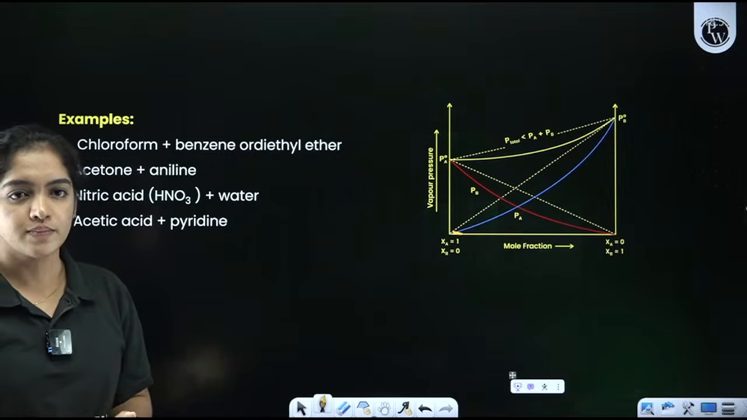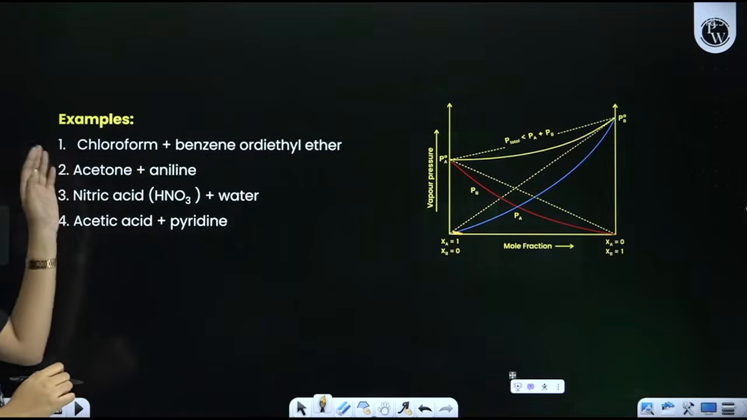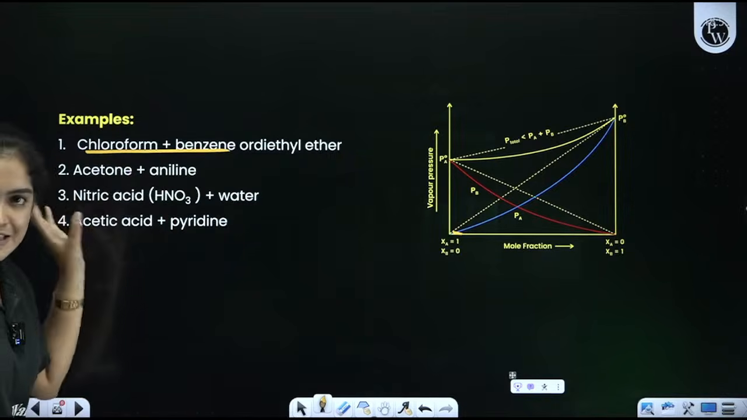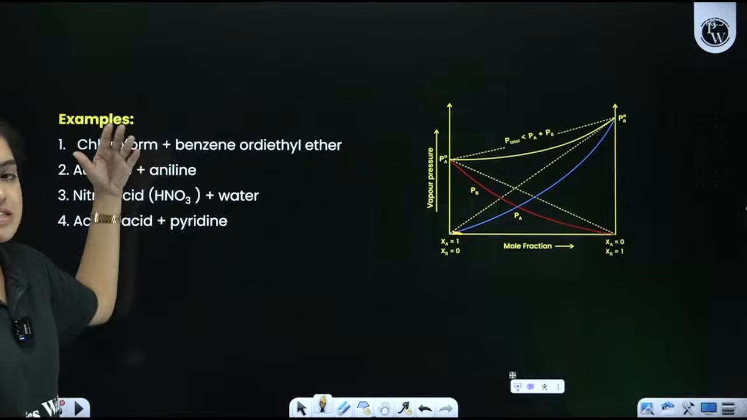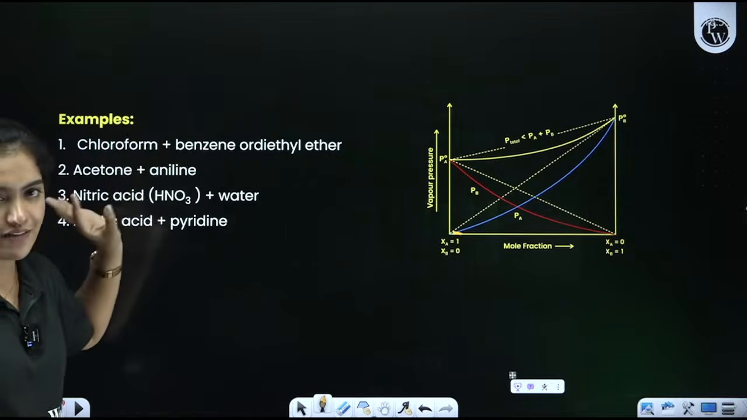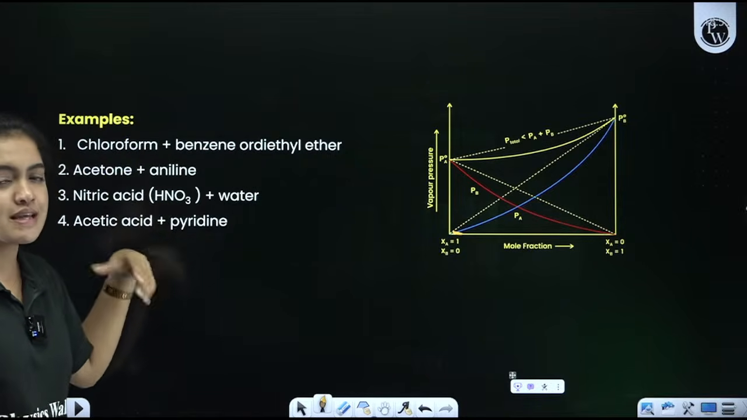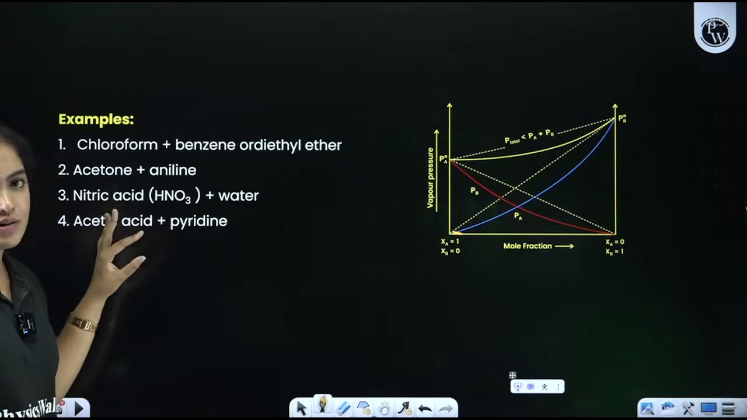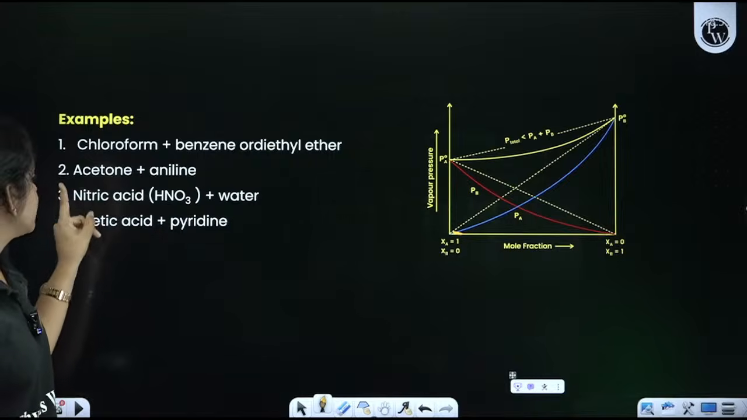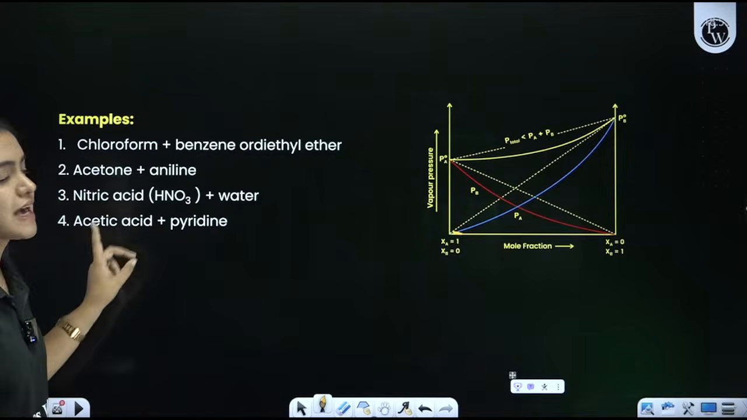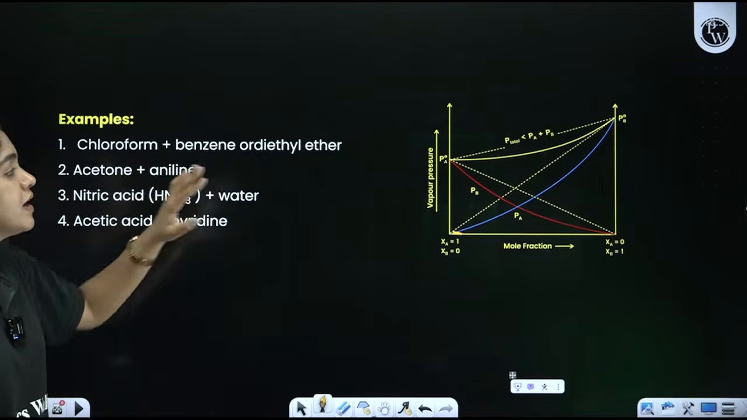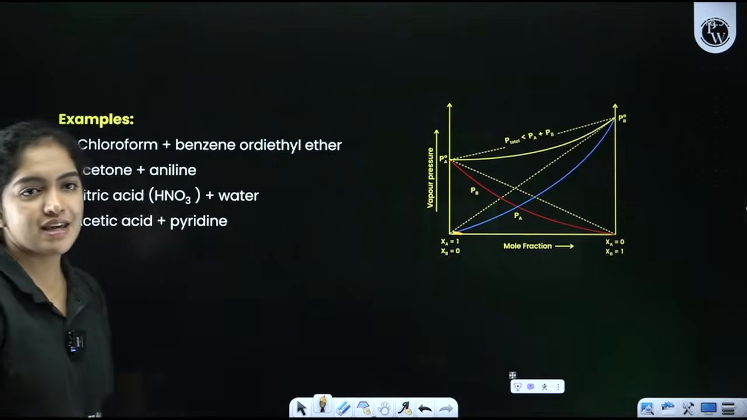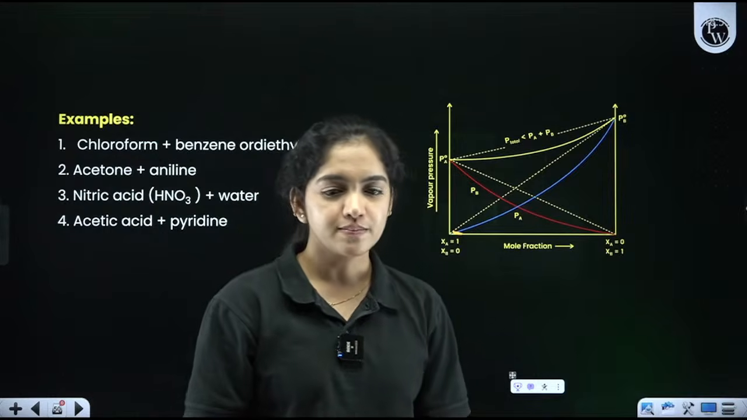Okay, got it? Now, the examples showing negative deviation are chloroform and benzene, and this was the previous question. The mixture of chloroform and benzene shows a negative deviation. That means the delta V mixing is not equal to 0. Then delta H mixing is not equal to 0. It will have a negative value. Then nitric acid and water, acetic acid and pyridine. These are the 4 examples for negative deviation. Non-ideal solution showing negative deviation. Is that clear? Okay.